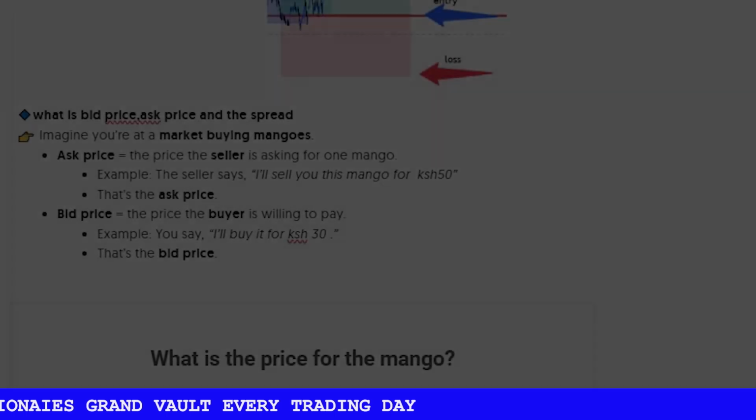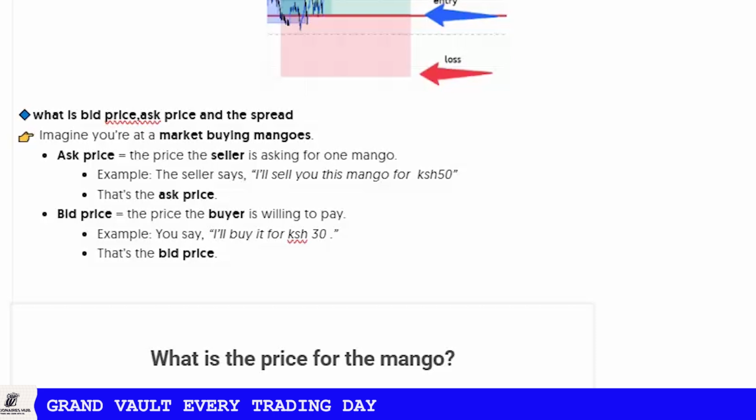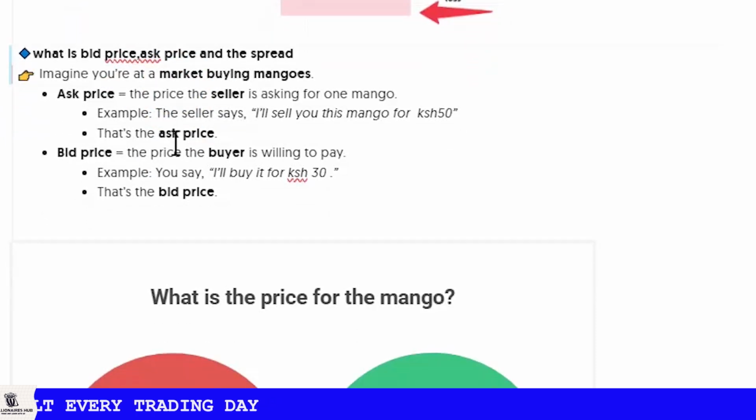The last question: what is a bid price, ask price, and the spread? This is a concept that is mostly used in simple market structures and often on auctions. Let's create a scenario. I go to the market and I want to buy a mango. The seller has tagged the price of one mango at 50 Kenya shillings, and I'm willing to pay 30 Kenya shillings for that one mango.